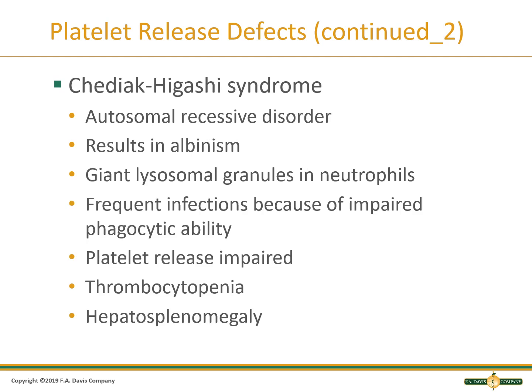Chediak-Higashi syndrome is another type of syndrome where there is a defect with the platelet release. It is autosomal recessive. It results in albinism. And there will be giant lysosomal granules in the neutrophils, or the white blood cells. The patient may have frequent infections because of the impaired phagocytic ability of the white blood cells. The platelet release is impaired. The patient will exhibit thrombocytopenia as well as hepatosplenomegaly, meaning that the liver as well as the spleen is enlarged.